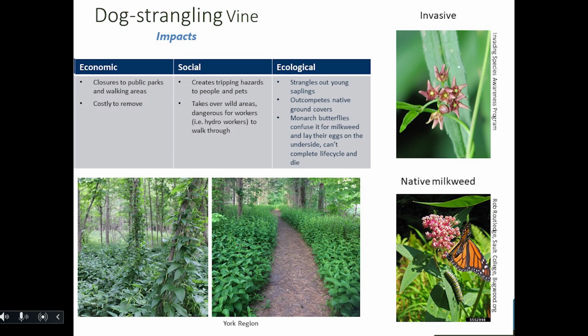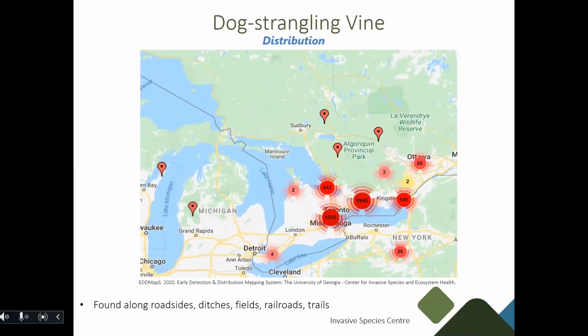And as well, the leaves and the roots of this plant can also be toxic to deer and livestock, but the good news is that grazing animals do typically avoid this plant. This is the known distribution around the Great Lakes area of dog strangling vine. As you can see, it's found along roadsides, ditches, fields, railroads, and trails. It can be accidentally spread by humans, but it can also be spread by wind as well.